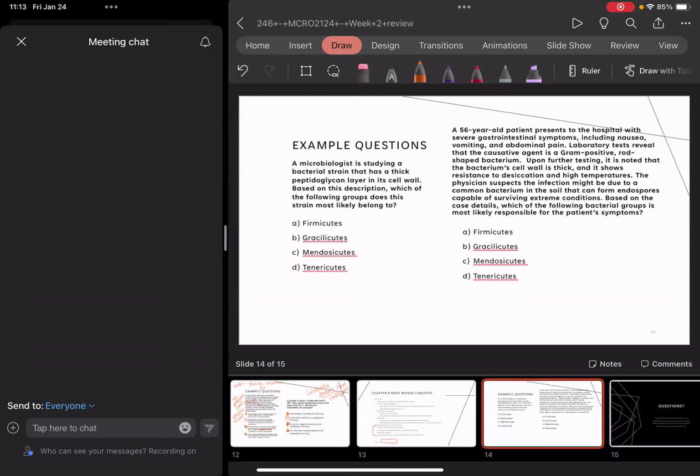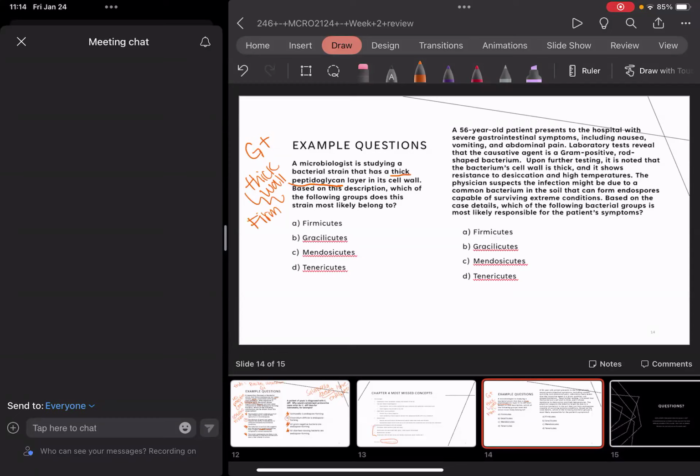A microbiologist is studying a bacterial strain that has a thick peptidoglycan. All right, so if it has thick peptidoglycan, what do we know about it? It's gram-positive. It's got that thick wall, which they're literally just telling us, right? Thick wall. Because it has a thick wall, it's probably firm. So we can probably already guess where this is going.